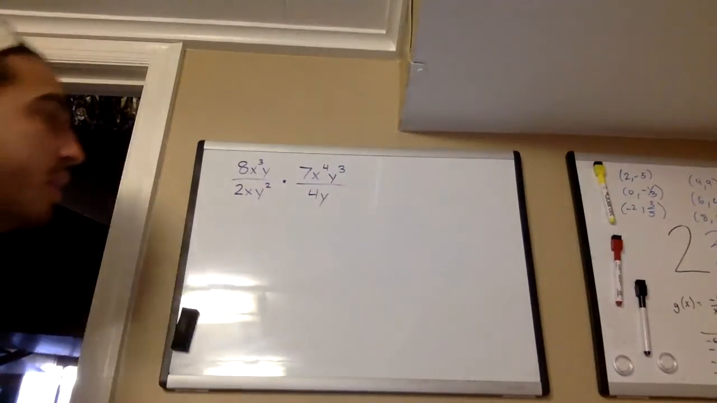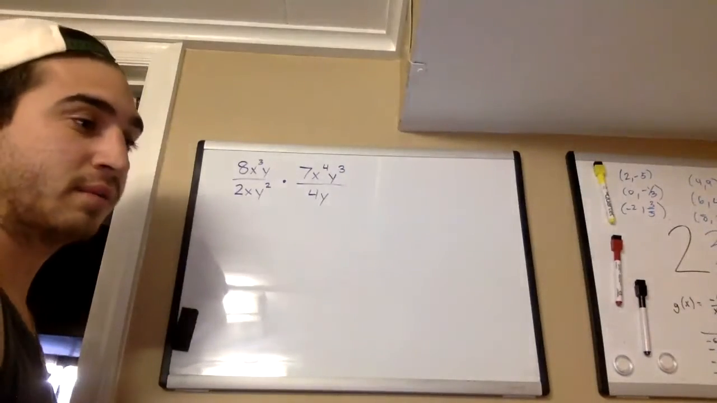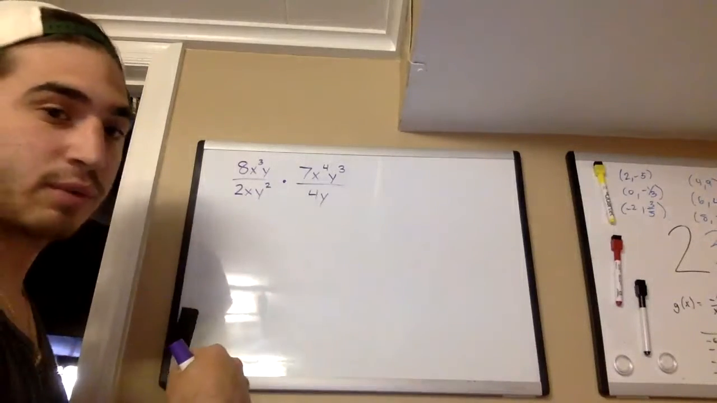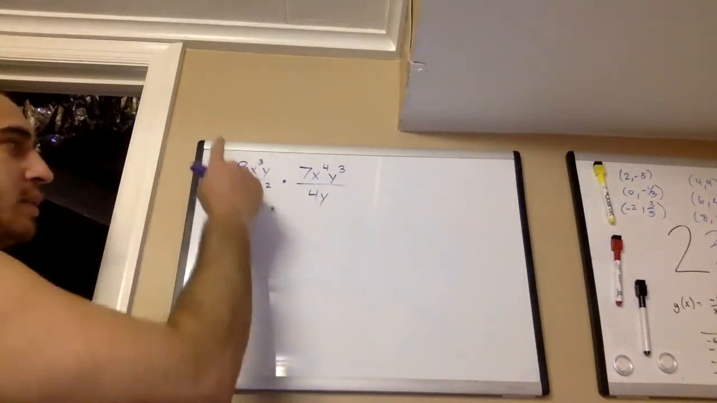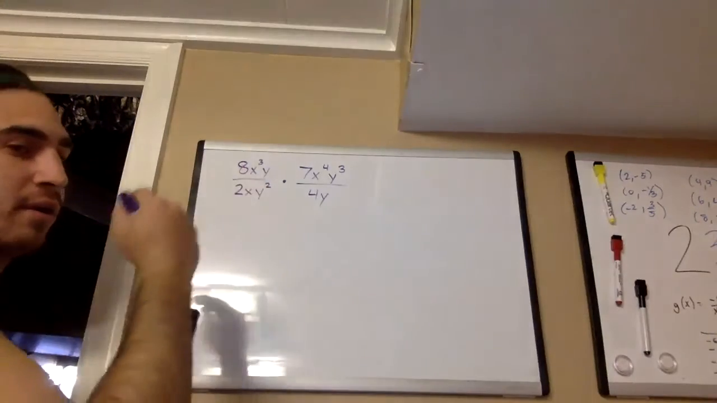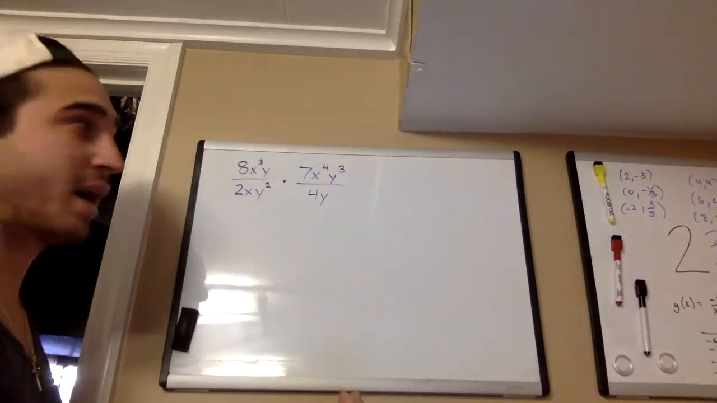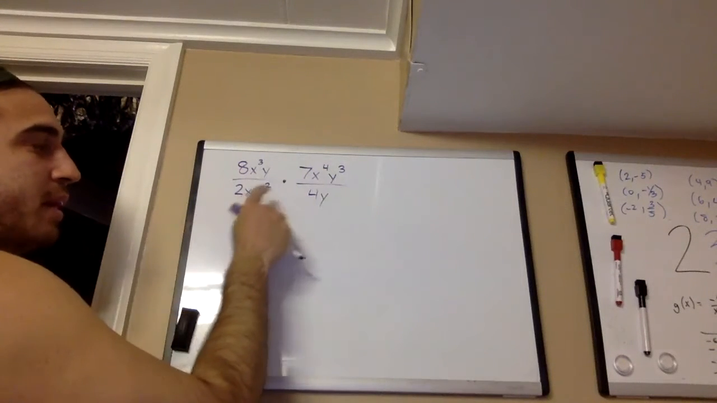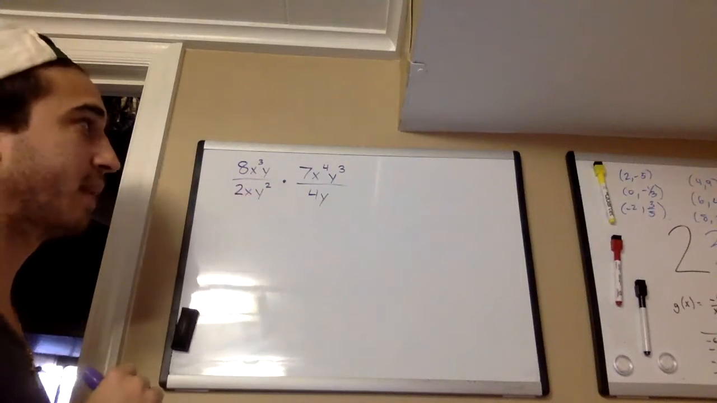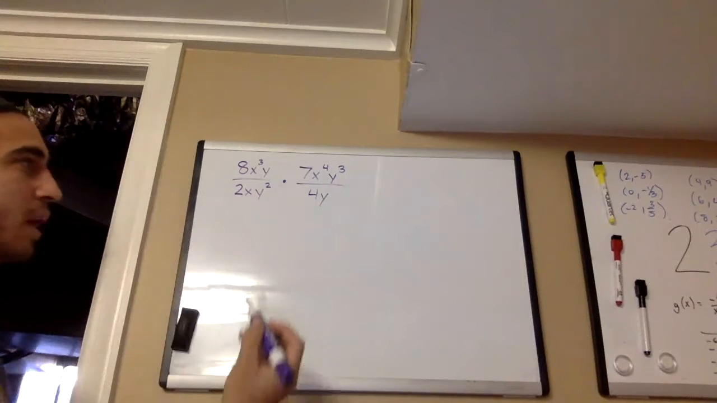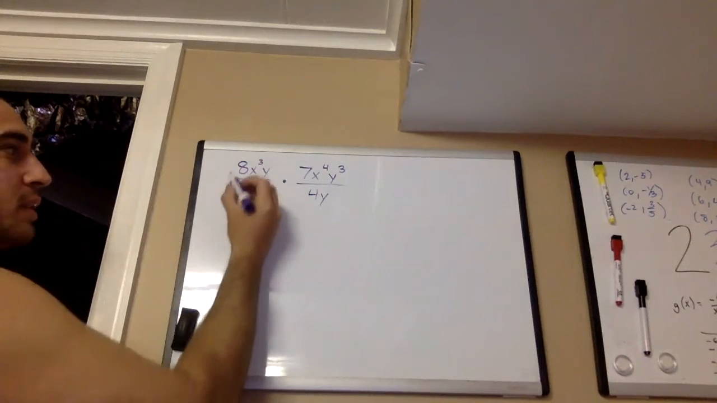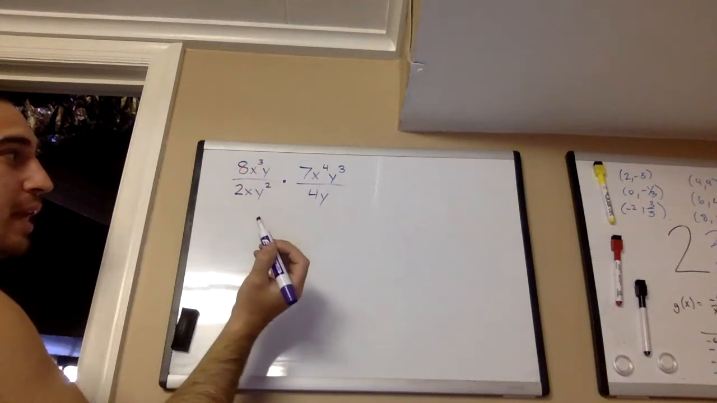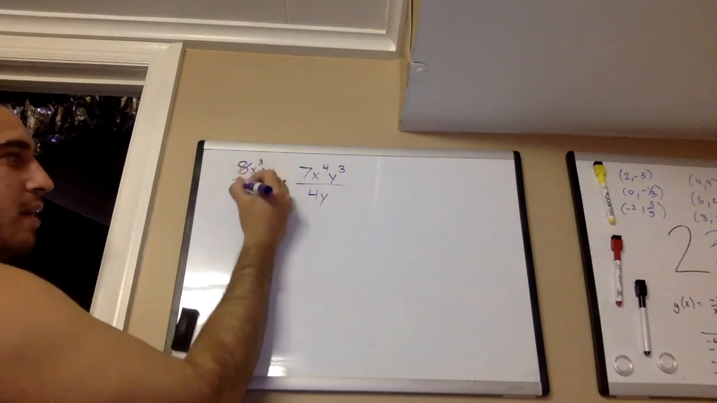So pretty much this is exactly like the last unit, the last classwork that you just had. So whatever is on the numerator can cancel out with something in the denominator. Something in the numerator can't cancel out with something in the numerator, and something in the denominator cannot cancel out with something in the denominator. So if I look here, I'm just going to look at these first. I see 8 and 2. Those can cancel out.